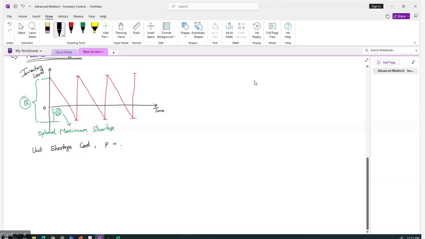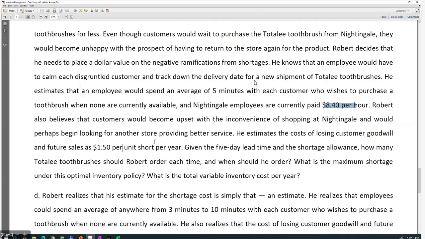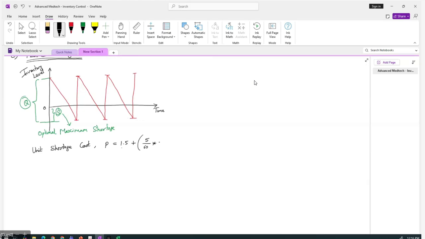So that employee cost and the future sales loss should both get added up. So what exactly are my costs here? 1.5, which is the lost sales cost, plus how much time is a person spending? Person is spending 5 minutes. So out of 60 minutes, they are spending 5 minutes. What is the wage? They are paid $8.4 per hour. So 5 by 60 into 8.4. I hope this is clear. So this will give me $2.2 per unit. This is my unit shortage cost. Okay, now we move on.